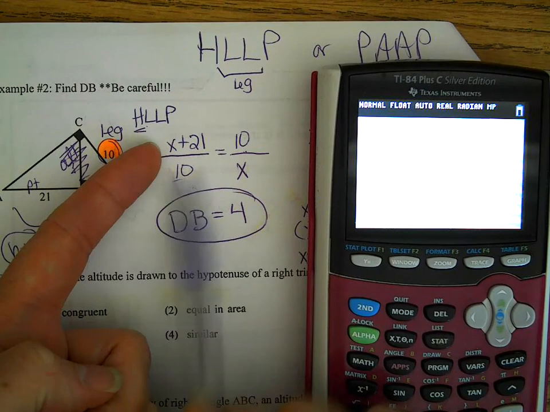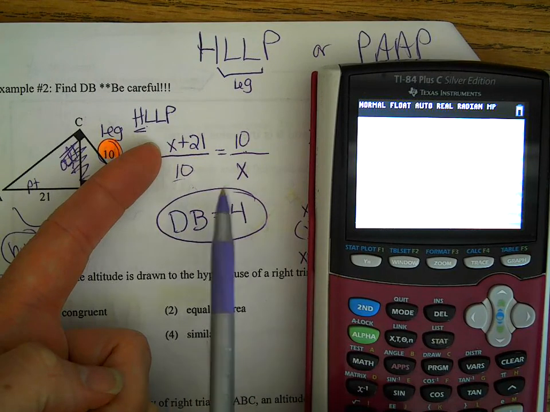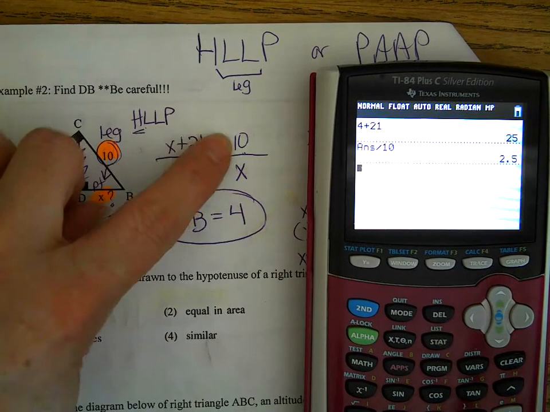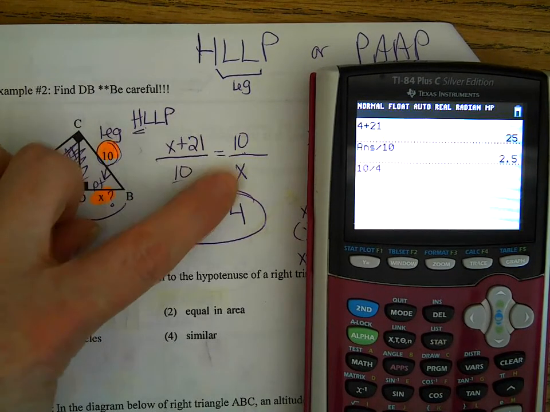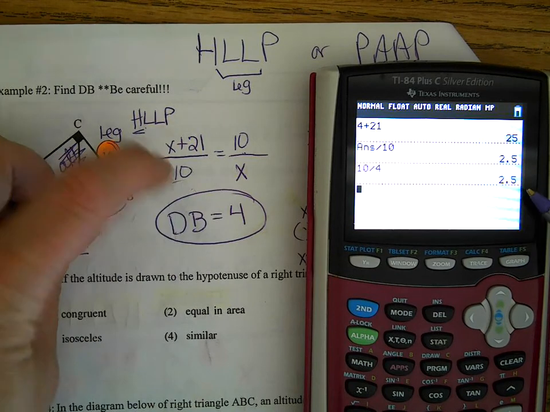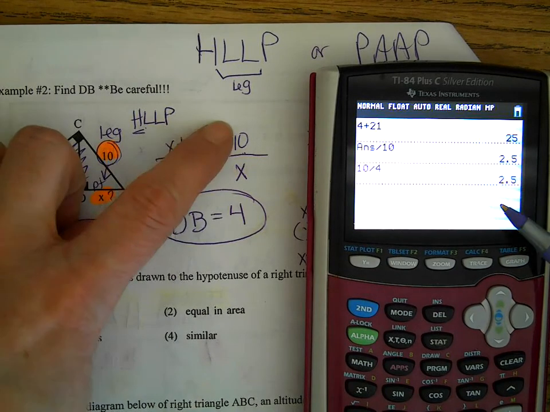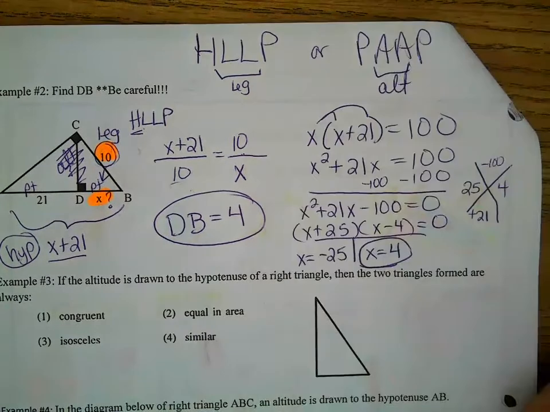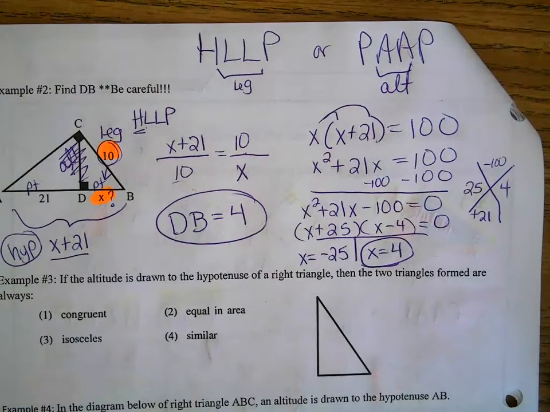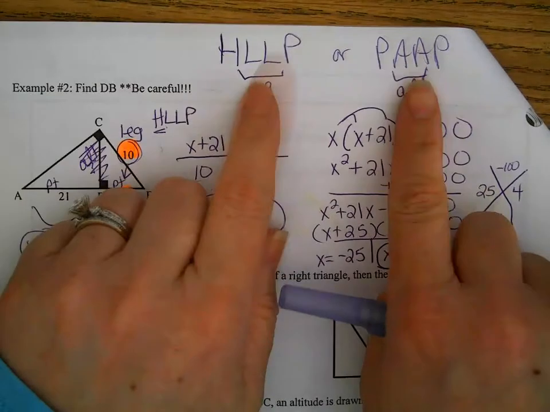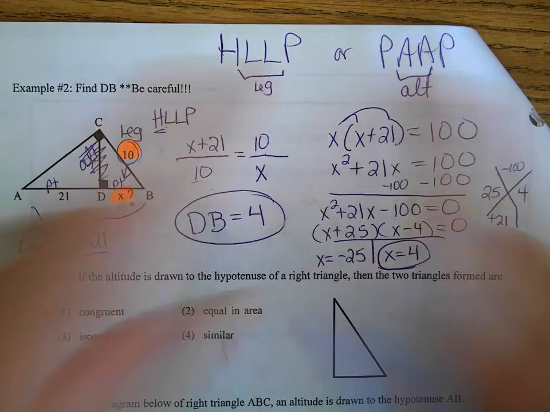So we want to test, does this match back up to here? So if x is 4, well, it's 4 plus 21 divided by 10, the same as 10 divided by x value of 4. They do. So 25 to 10 is the same as 10 to 4. So that's just to verify your answer back into the proportion we had to begin with. So again, very beginning of the question, you have to make a decision if it's HLLP or PAAP.